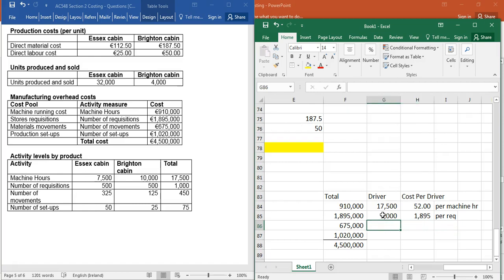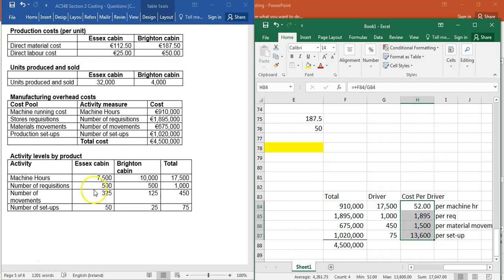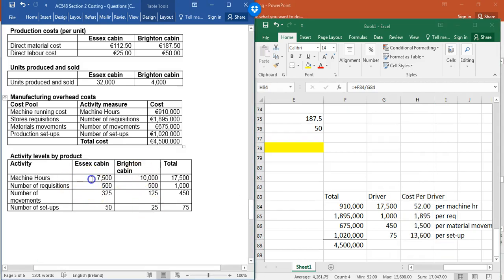For here you have 450 material movements. So 675,000 over 450 is the cost per material movement. Now this is not an exact science, but it's a good interpretation to give us an idea of the cost of activities in an organization. They might say, why do we have so many movements if it's costing us approximately 1,500 per movement? And finally, number of setups is 75, and it's costing us 1 million for those. So approximately 13.5 grand per setup. So quite expensive in terms of setting up. And we can then use those to allocate to each of Essex and Brighton because we know how many of each driver they have.